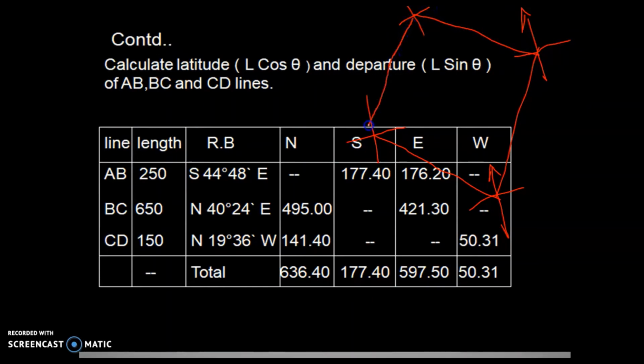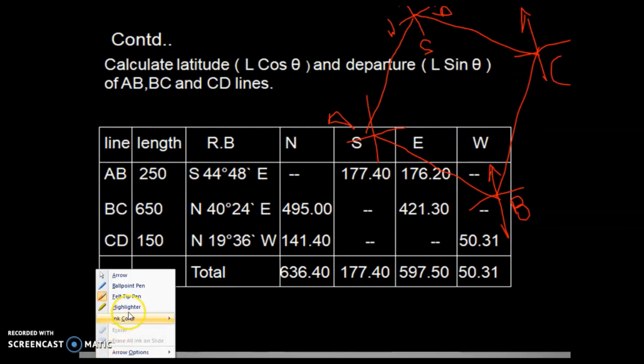Next one is what? Closing, right? This is A, this is B, this is C, and this is D. This is north and south. This is east and this is west. So southwest. Like that, from the figure itself also you can check. Okay, no need to worry, you can check it, right?